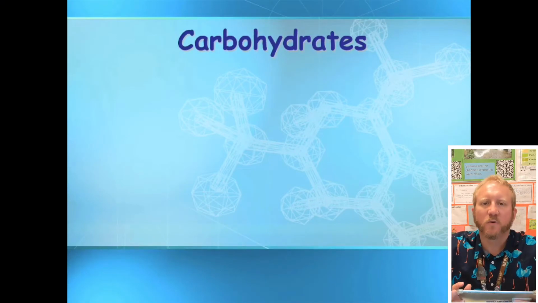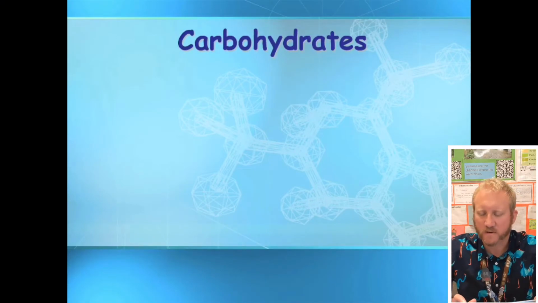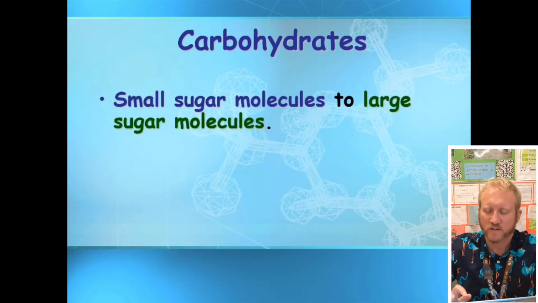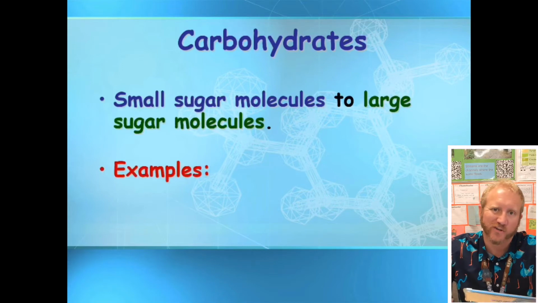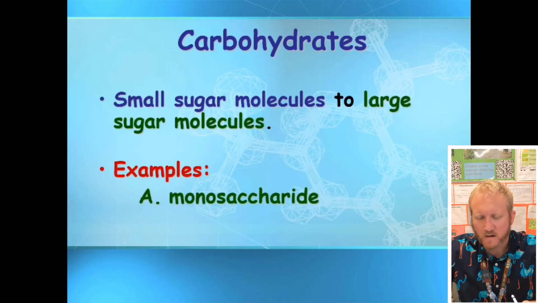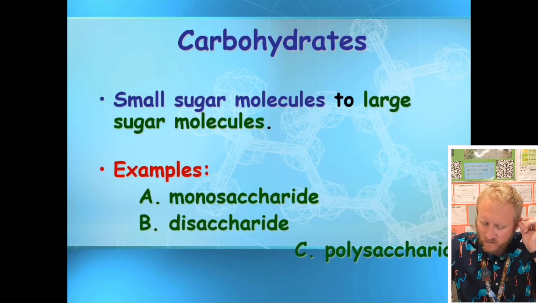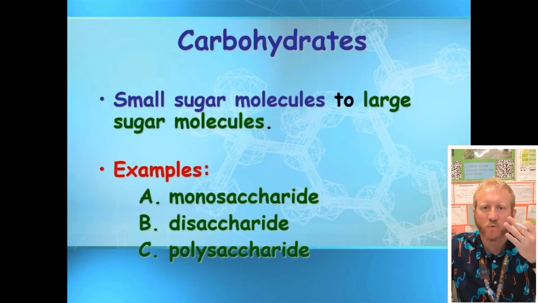All right, so we've got our four examples now that we're going to be talking about, our four biomolecules. The first one is carbohydrates. Carbohydrates are small to large sugar molecules, right? So basically when we think about carbohydrates, these are the sugars. I guess you can think of it like that. Examples of carbs are monosaccharides, mono meaning one, we'll talk about that in a second, disaccharides, and polysaccharides. Those are the three different types of carbohydrates.